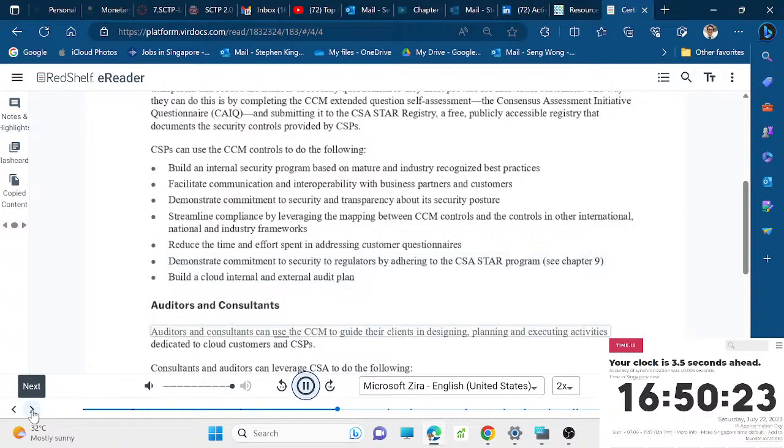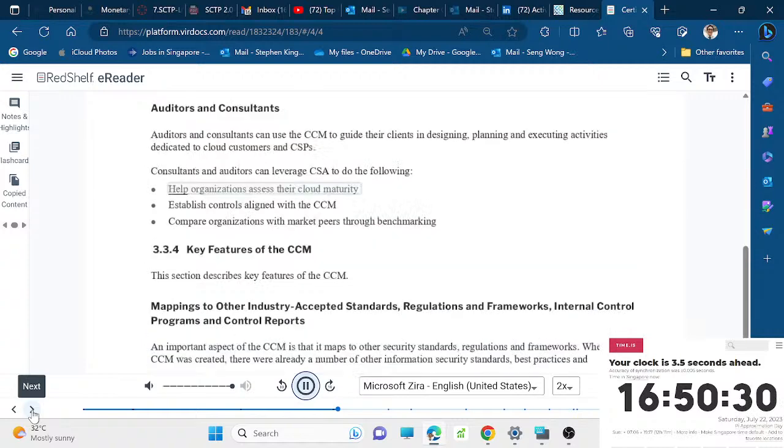Auditors and consultants can use the CCM to guide their clients in designing, planning and executing activities dedicated to cloud customers, and CSPs, consultants and auditors can leverage CSA to do the following: help organizations assess their cloud maturity, establish controls aligned with the CCM, compare organizations with market peers through benchmarking.